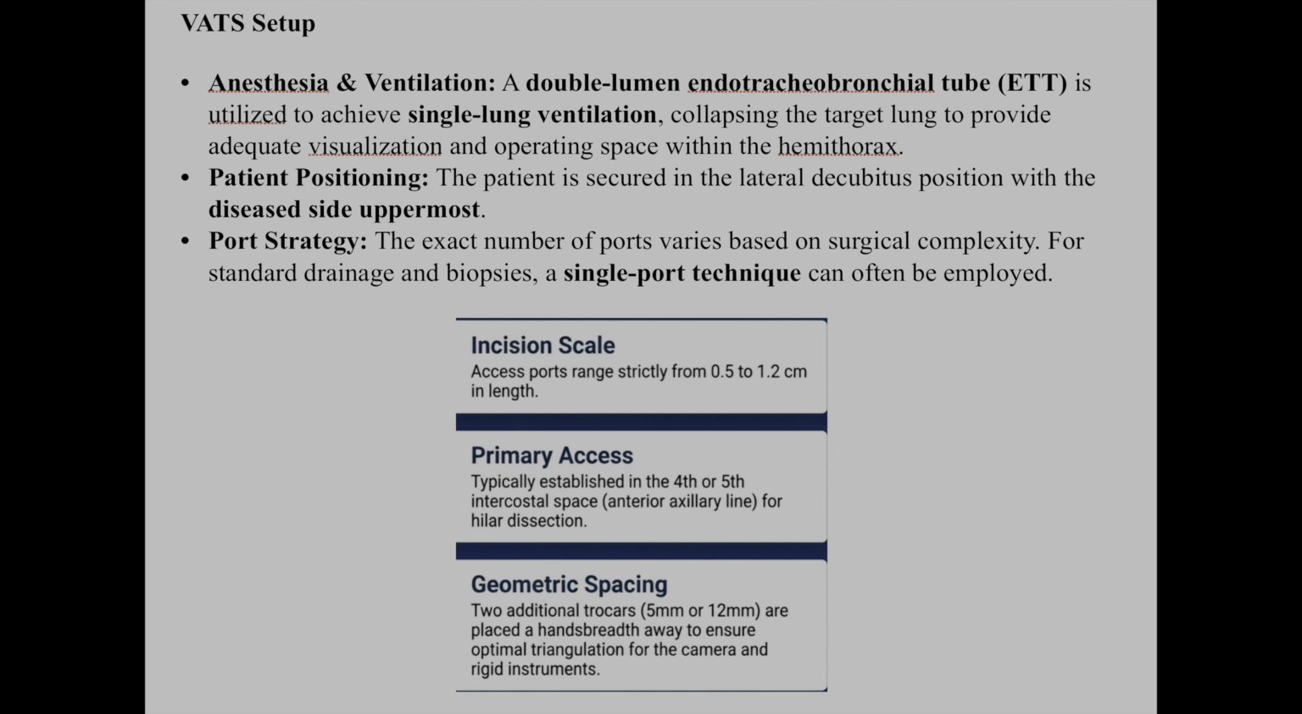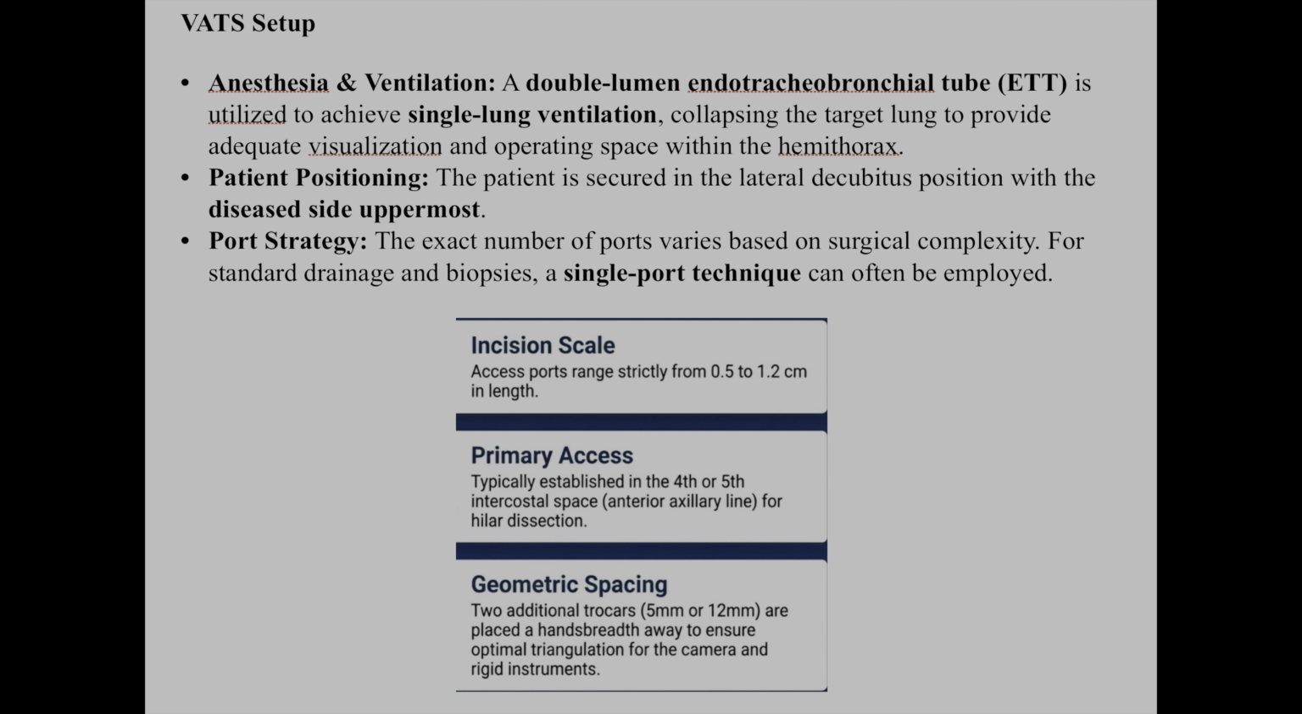Port strategy. The exact number of ports varies based on the surgical complexity. For standard drainage and biopsies, a single port can also be commonly employed. The incision scale. Access ports range strictly from 0.5 to 1.2 centimeters in length. Primary access is typically established in the fourth or fifth intercostal space, anterior axillary line for hilar dissection.